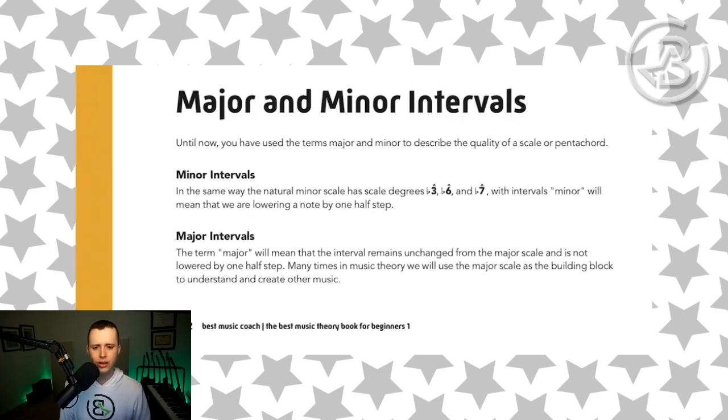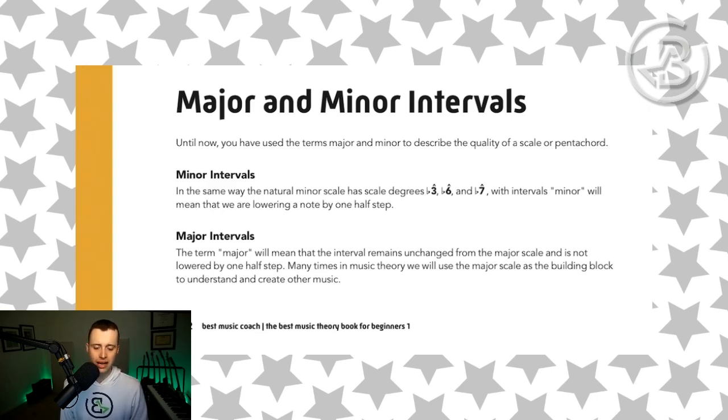In this lesson, we are going to talk about major and minor intervals. Now, until now, you've used the terms major and minor to describe the quality of either a scale or a pentachord. So we had the major scales, we had the natural minor scales, we had the major pentachord, which is the first 5 notes of the C major or a G major scale, and we had the minor pentachord, which was the first 5 notes of an A or an E natural minor scale.